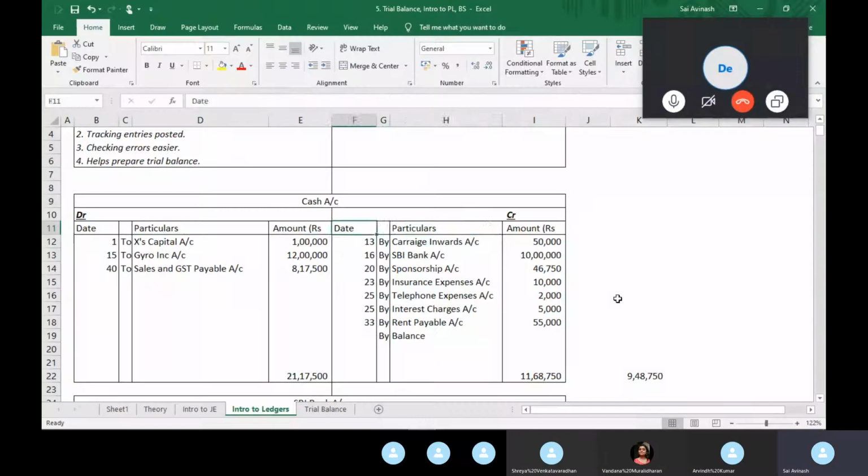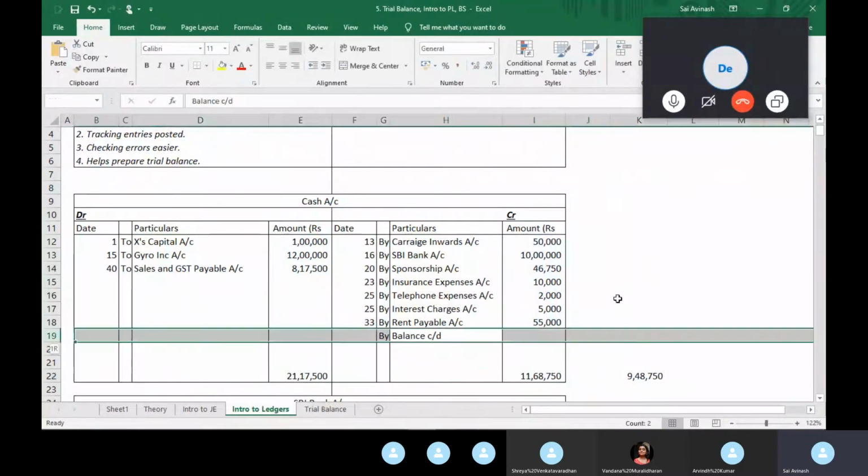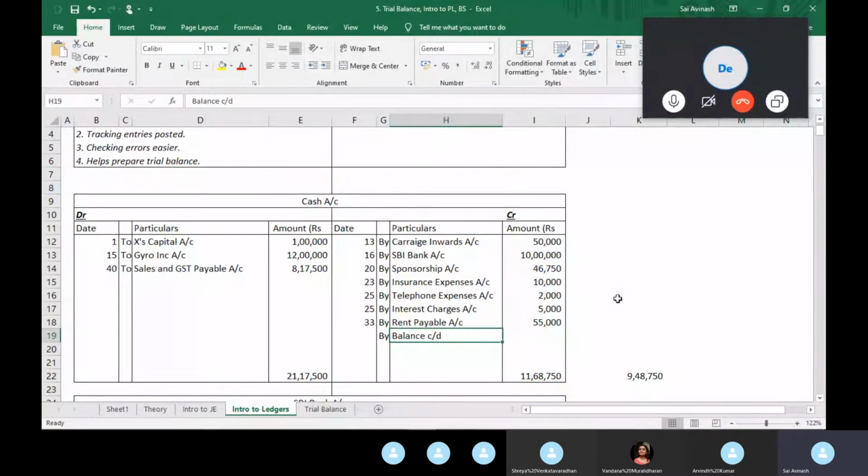Okay. So now we create one line called balance carried down, right? So what have we done? We've identified a cash account. We've taken one ledger account. We figured out that the debits are greater than the total credits in the account. Hence, we are going to basically net off the account. We're going to have one line which represents the net balance in the account.